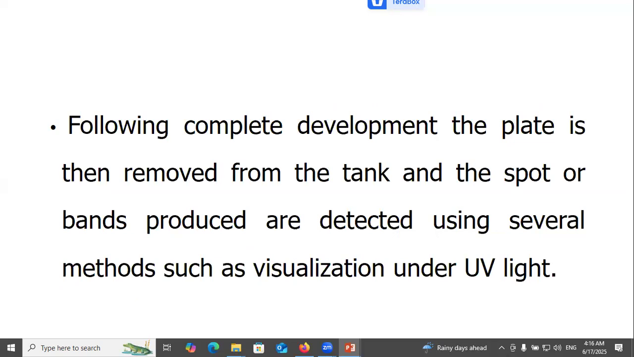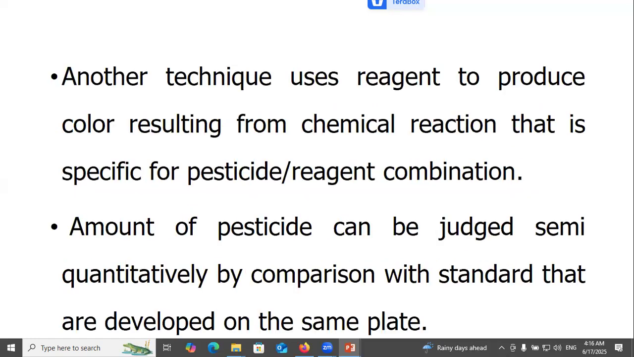Following complete development, the plate is removed from the tank and the spots or bands produced are detected using several methods, such as visualization under UV light. Another technique uses a reagent to produce color resulting from a chemical reaction that is specific for the pesticide-reagent combination. The amount of pesticide can be judged semi-quantitatively by comparison with standards that are developed on the same plate.